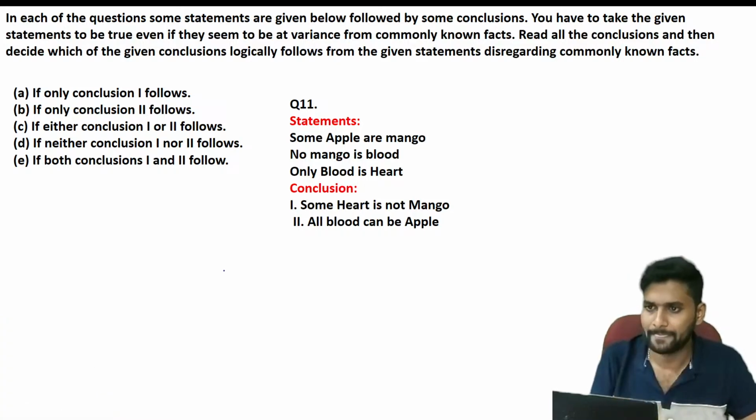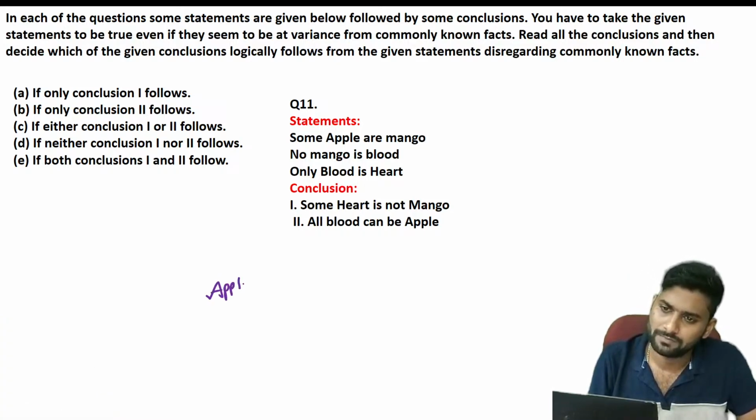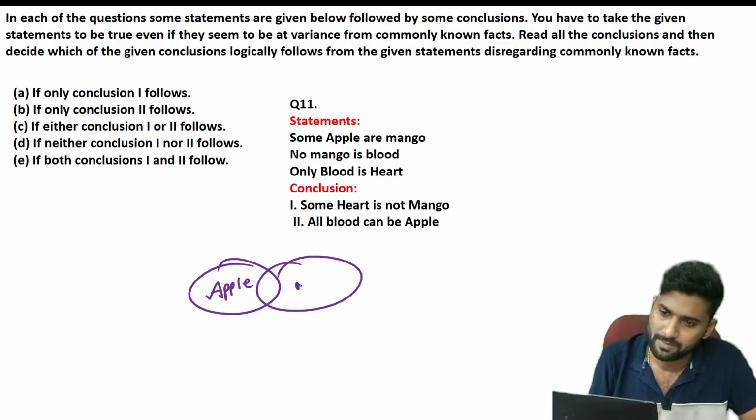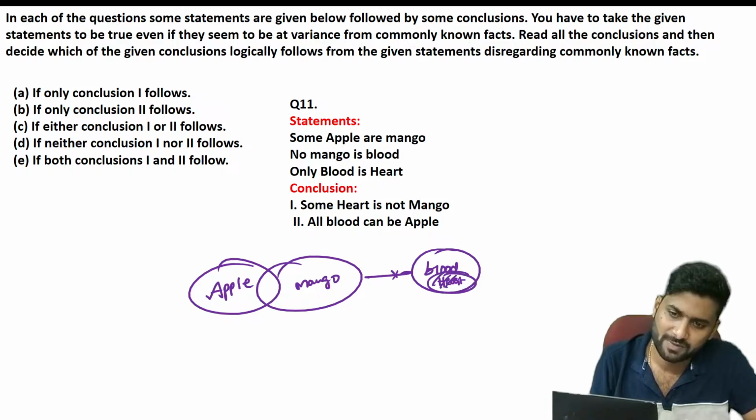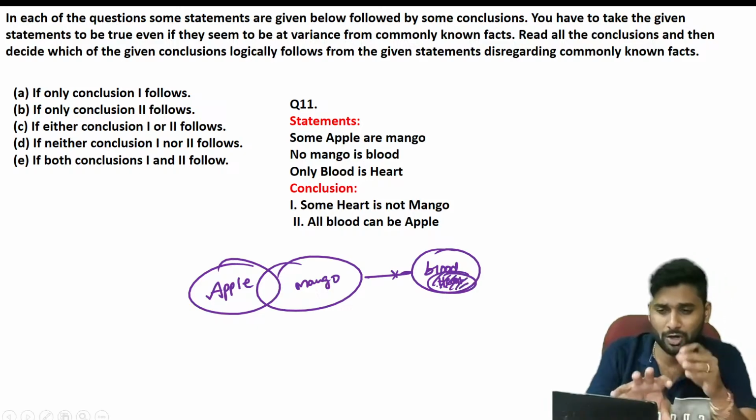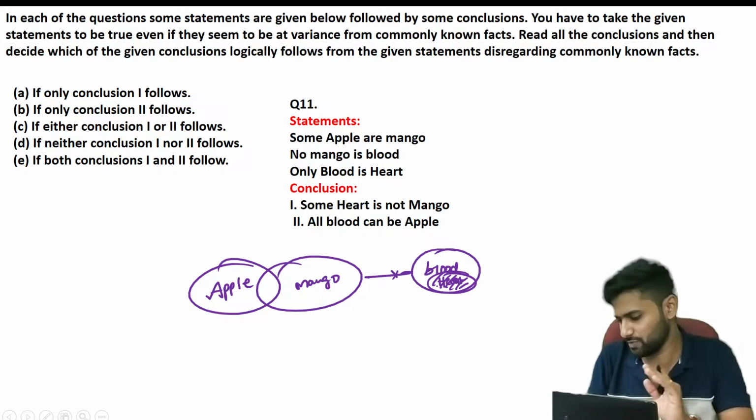Syllogisms. Some apple are mango. No mango is blood. Only blood is heart, guys. Only blood is heart. So it represents that heart belongs to the blood. You can't place it elsewhere; you cannot assume heart belongs to any other object.